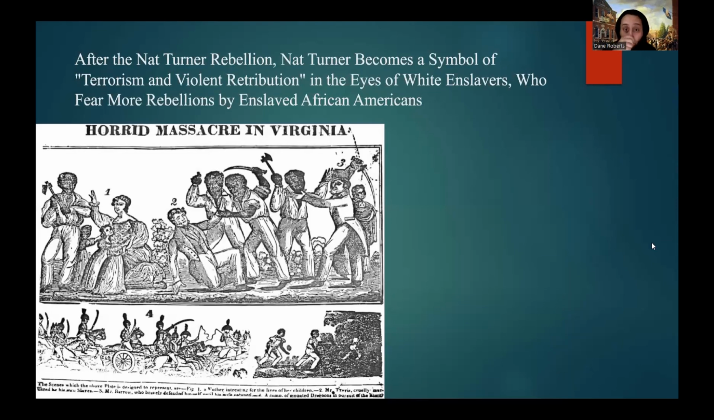Also, after Nat Turner's rebellion, Nat Turner would become a symbol of, quote, terrorism and violent retribution in the eyes of white enslavers who would fear more rebellions by enslaved African Americans, something they called servile insurrection.